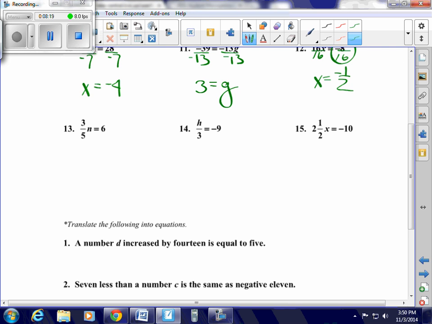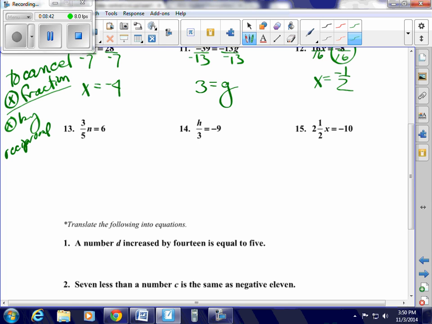Number 13, how do you cancel multiplying by a fraction? To cancel times a fraction, you could divide by the fraction, but instead I want you to multiply by the reciprocal. So in other words, if I had a 5 in the numerator, it would cancel out the 5 in the denominator. If I had a 3 in the denominator, it would cancel out the 3 in the numerator. Always think cancel. What will it take to cancel the number that's with the variable? Well, it takes 5/3. Whatever you do to one side, you do to the other. N is equal to 10.